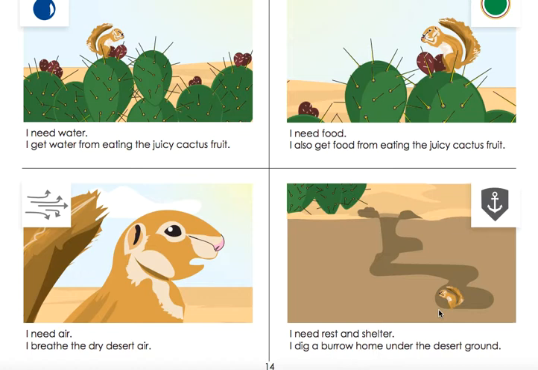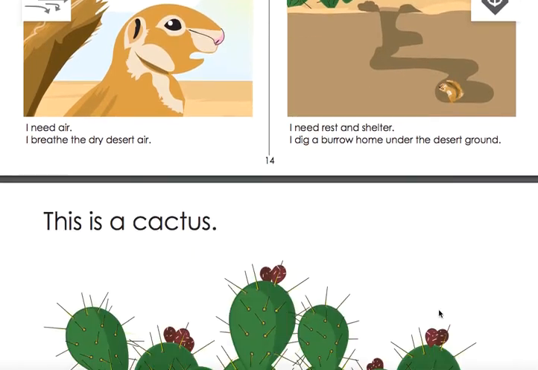I need air. I breathe the dry desert air. I need rest and shelter. I dig a burrow home under the desert ground.